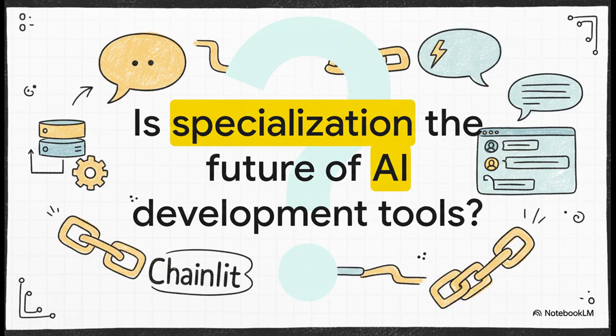And so that leaves us with a final big question to think about. We're seeing AI become more and more conversational every single day. So does that mean the future of our development tools isn't in these big, general-purpose frameworks that try to do everything, but instead in specialized, focused tools like Chainlit that do one thing and do it perfectly? It's definitely something to chew on.